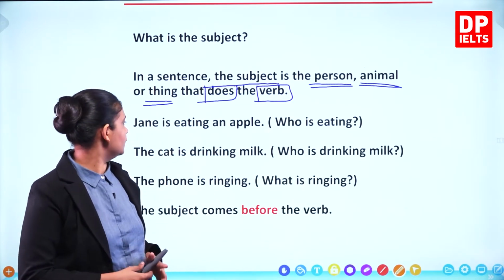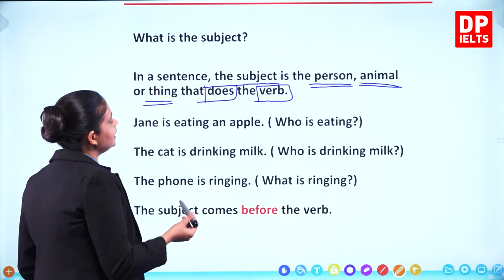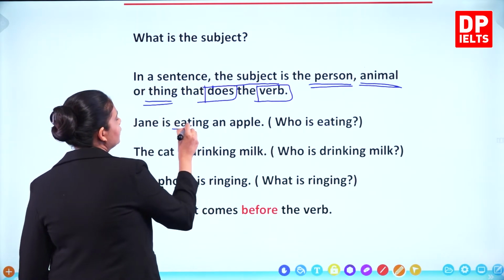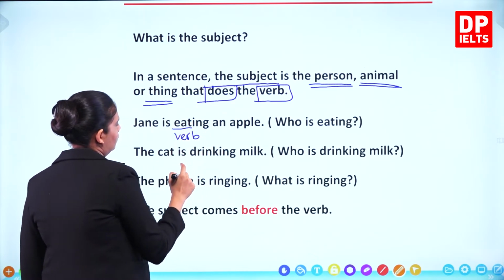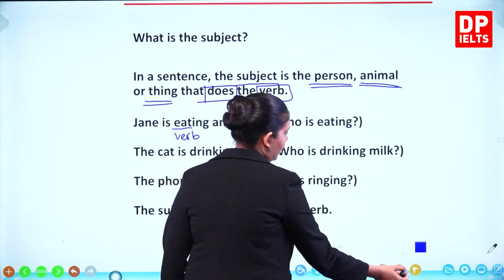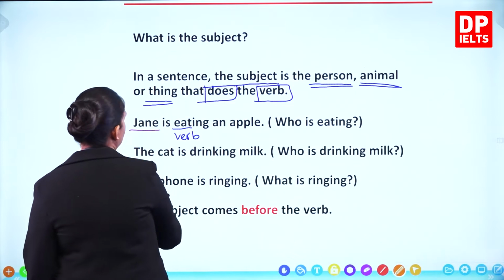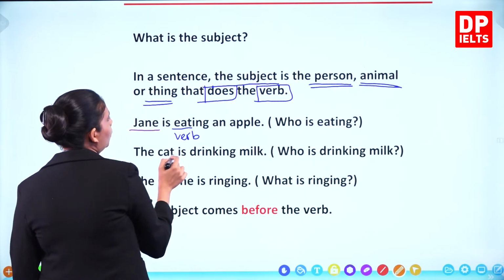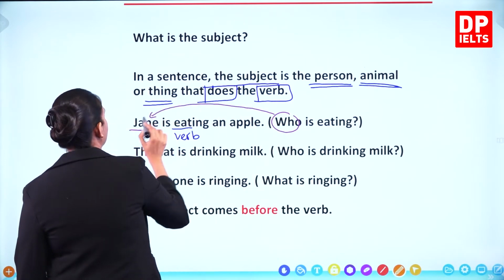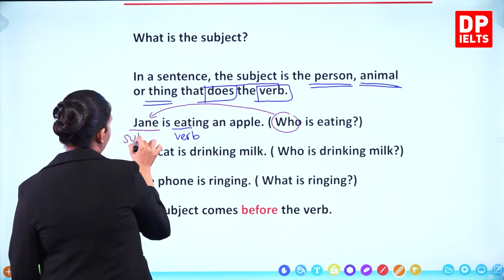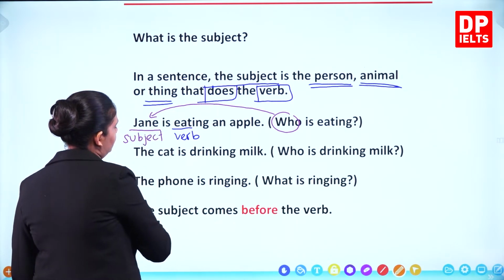Let's have a look at some of the examples. Jane is eating an apple. What is the verb? Eat. Who is eating an apple? Jane. So therefore, who? You ask the question, who is eating the apple? Jane. So therefore, Jane is the subject.